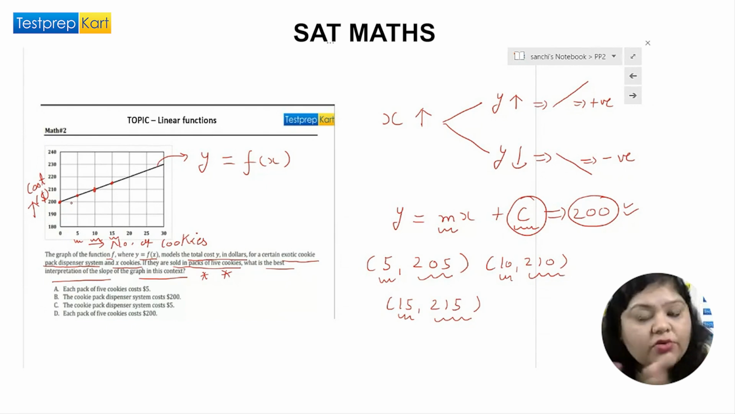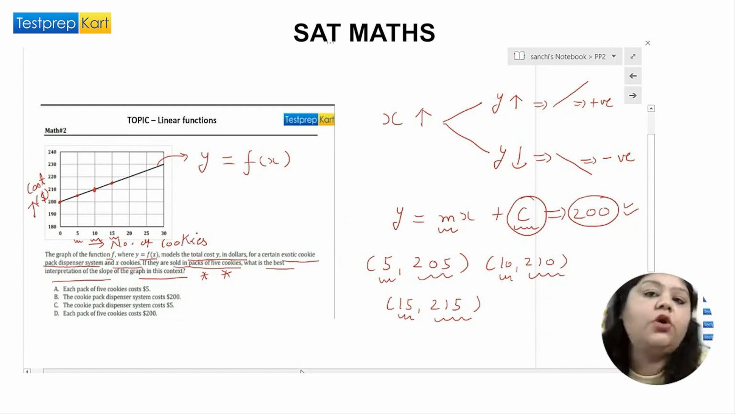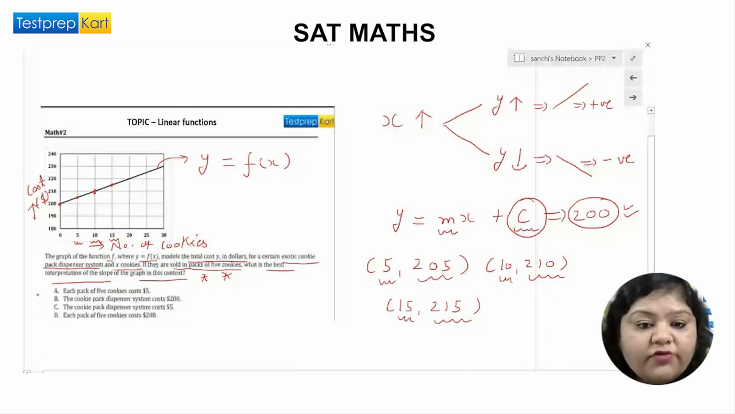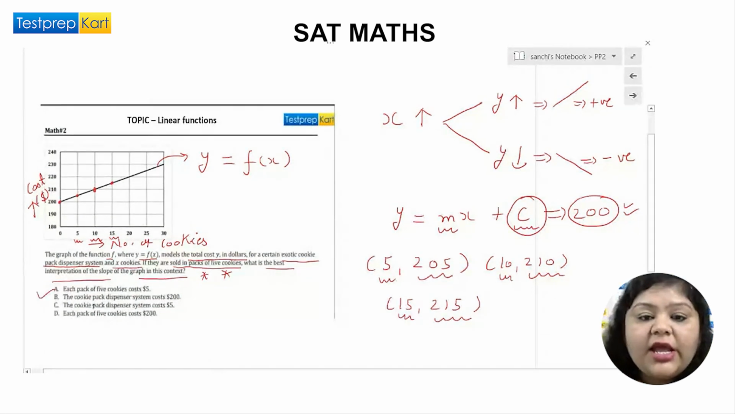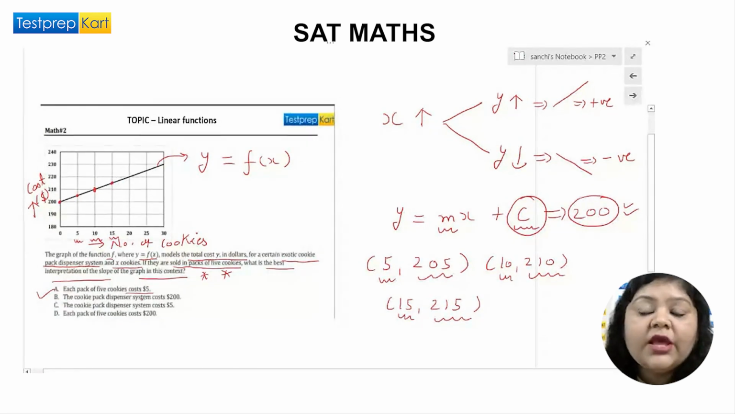Okay. So now you can say when we are increasing the value of x, that means whenever the number of cookies is increased, of course my cost will increase. That means I can say the cost of packing 5 cookies is $5. Is there any option which is saying so? Of course, my option is saying that each pack of 5 cookies will cost $5. That's the correct interpretation of the slope.